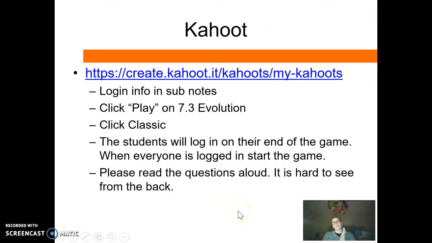Okay, so the substitute is going to go to this link and get logged into Kahoot. The login info is in the sub notes. When you get there, you just click play on 7.3 Evolution. It should be the very top thing in My Kahoots. Once you've hit play, it will prompt you to do classic or group. Please click on classic. Once that's there, the students know what to do from that point.